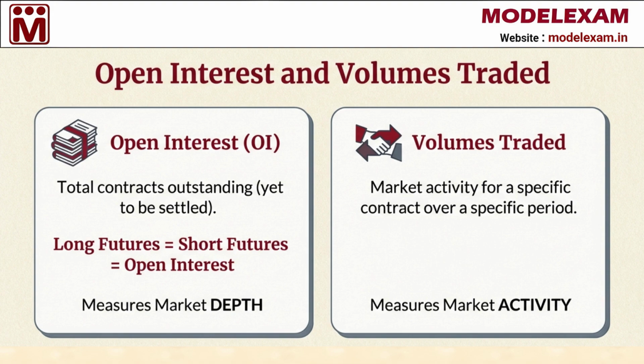Next, we have two terms that tell us about the health and size of the market: open interest and volumes traded. Open interest represents the total number of contracts that are currently active and have not been settled yet. It measures the depth of the market. On the other hand, volume tells us about the level of activity, or how many contracts changed hands during a specific period, like a single day. While volume counts every single trade that happens, open interest only counts the contracts that are still standing at the end of the day.